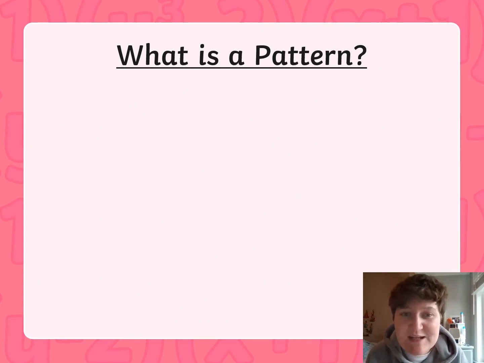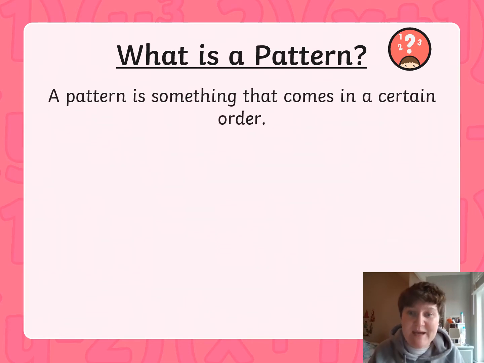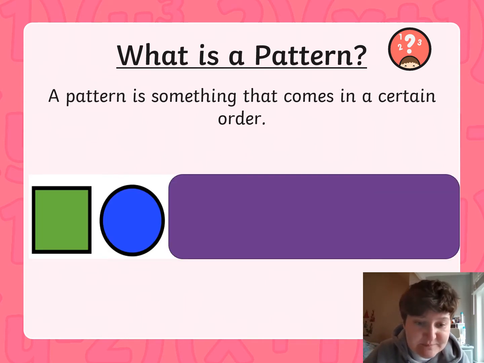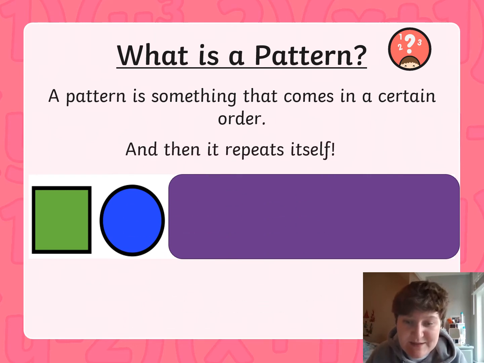Okay guys, so let's find out what a pattern is. A pattern is something that comes in a certain order. For example, we might have a shape pattern. Here we have a square and a circle. That's the pattern. First we have the green square, then we have the blue circle. And then patterns repeat itself.